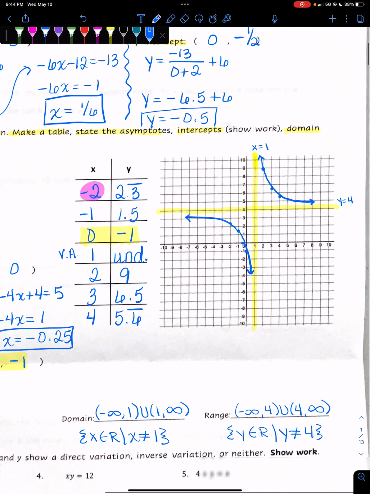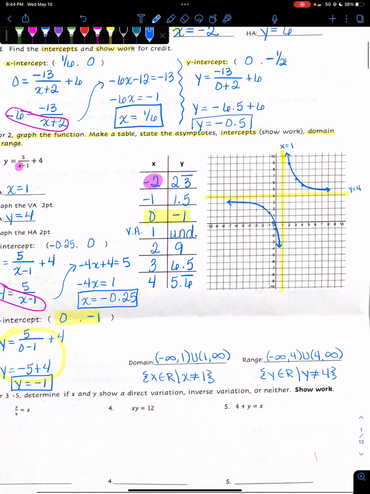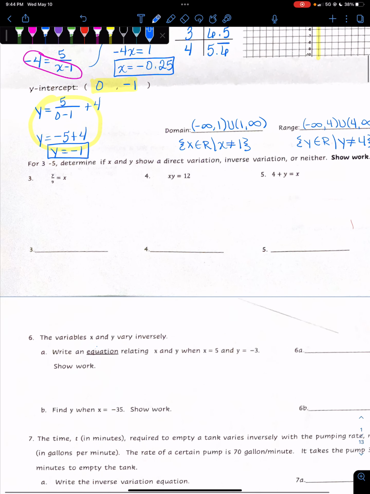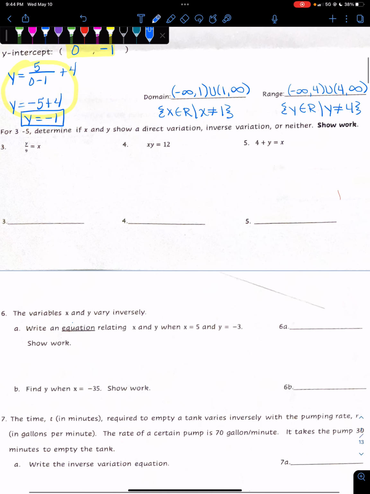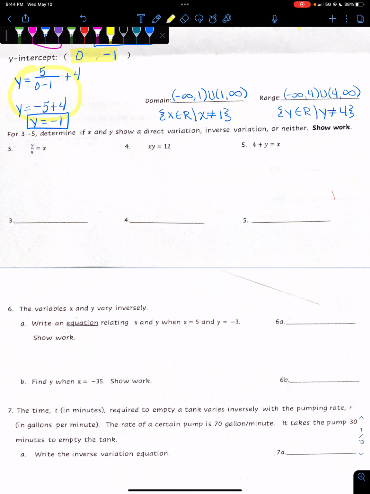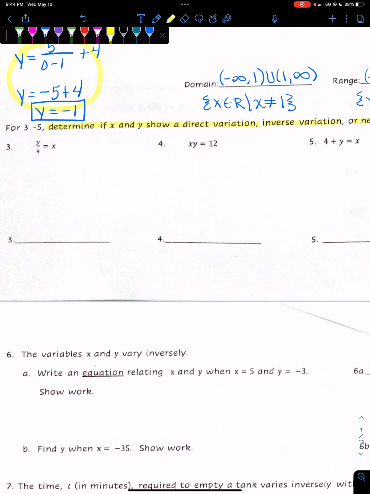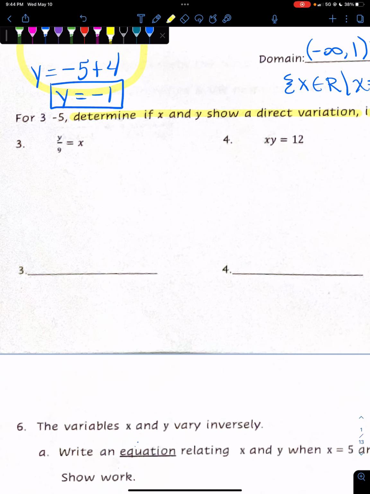All right, that will be it on that one. And then now let's go on to questions 3, 4, and 5. All right, our instructions say determine if x and y show direct variation, inverse variation, or neither. Right, so I want to look at these, and I'm going to go ahead and get y by itself just to make sure I'm looking at it correctly.